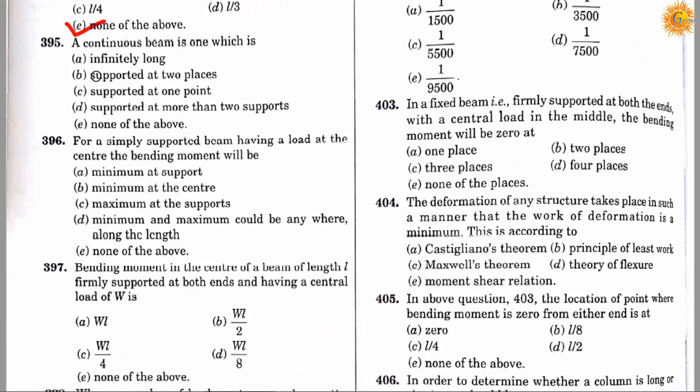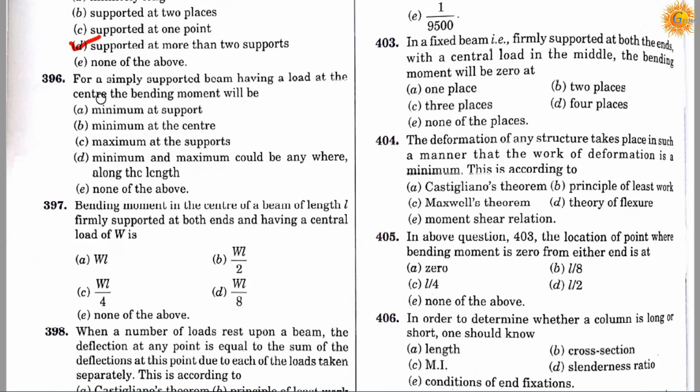Question number 395. A continuous beam is one which is: option A, infinitely long; option B, supported at two places; option C, supported at one point; option D, supported at more than two supports; and option E, none of the above. Correct answer D, it will be supported at more than two supports.